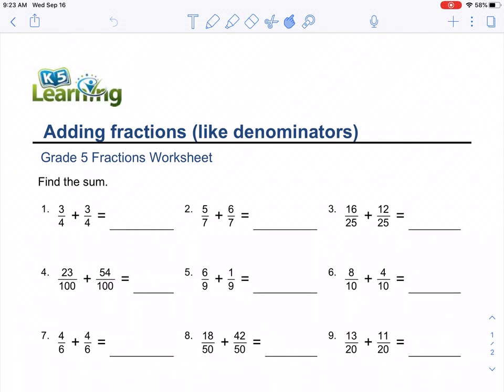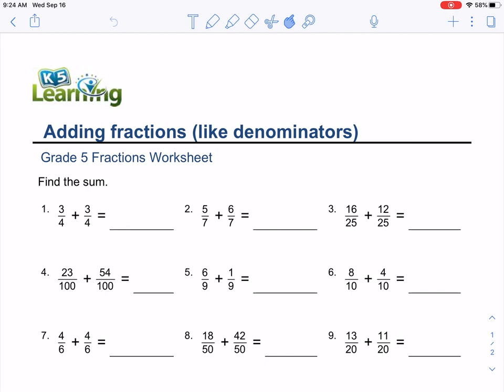I am going to go over 3 examples with you from this worksheet on adding fractions. This is when the denominators are like, or in other words, they are the same. I'm not going to get into all the reasoning behind this stuff. I just want to show you a couple things here to get you going.